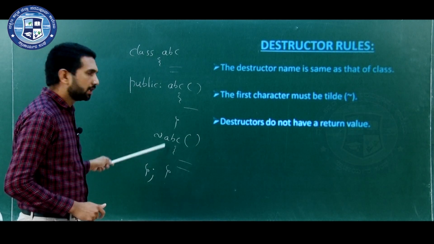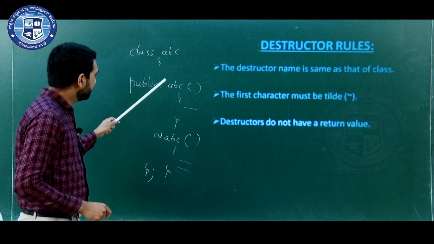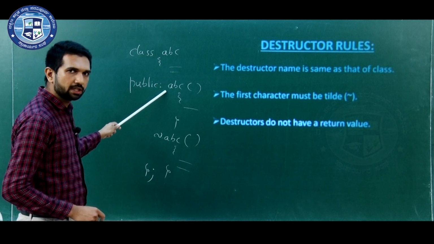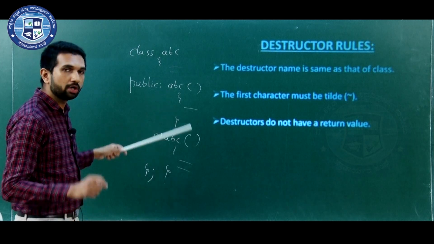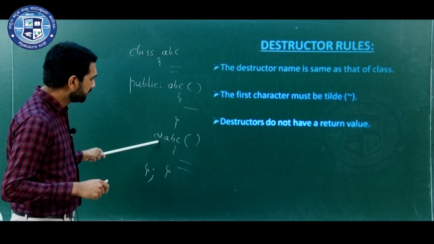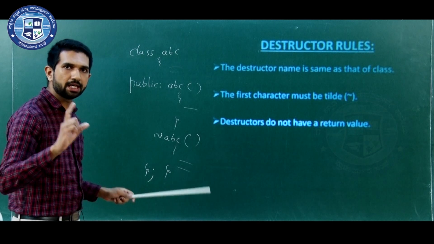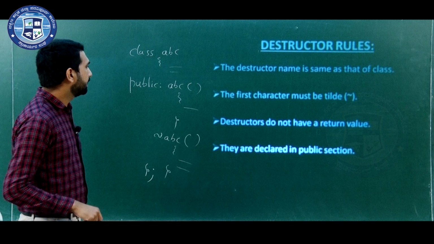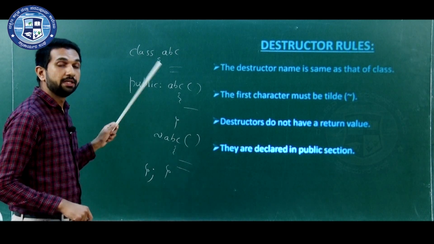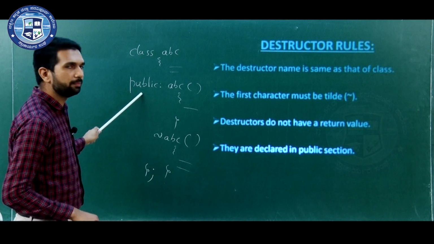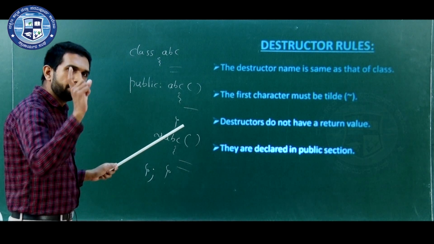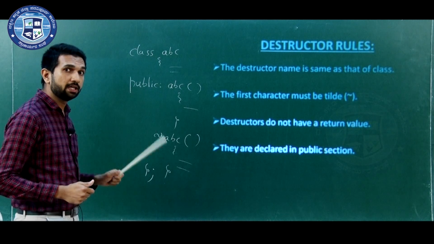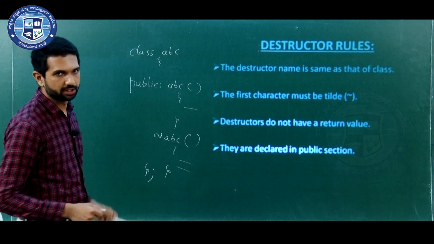And third point says destructors do not have return value. Just like constructor, no void keyword, no int keyword is used for destructor also. Constructor also is not having any return type, not even void, that you know. Similarly, destructor is also not having any return type specifier, not even void. And then they are always declared in public section, just like constructor. It should not be defined in private or protected section. Always destructor is declared or defined in public section.